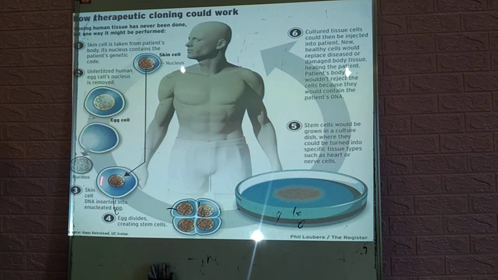So these two will be once again electrocuted so that there will be that specific insertion. So insertion and binding between the nucleus coming from the skin cell and of course the cytoplasm, or the remaining structure of the enucleated egg cell, will now be formed through electrocution. So remember, this is now very similar to that of a zygote. So this will divide, creating different stem cells.